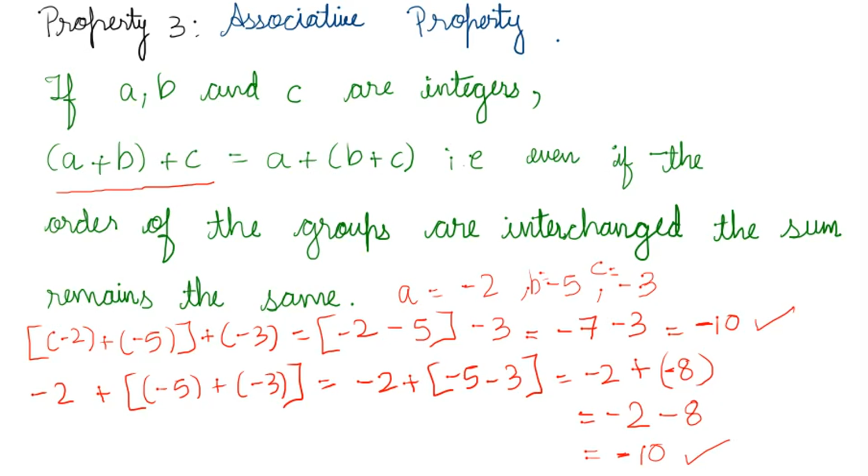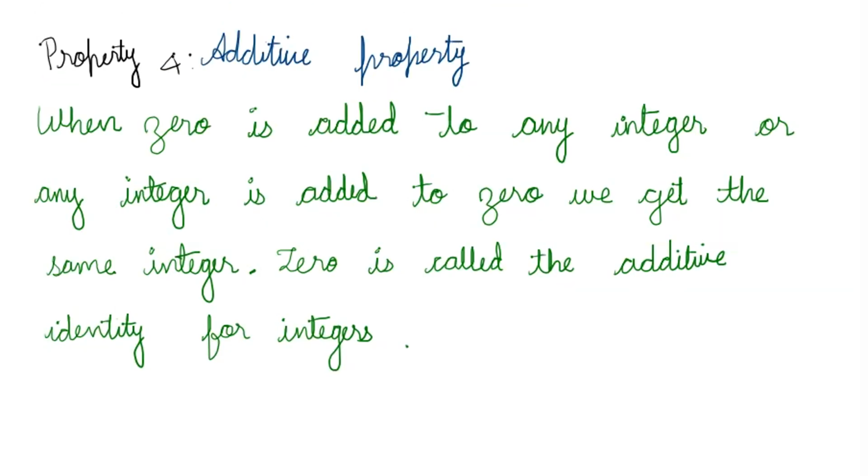Now we'll move on to the fourth property, that is the additive identity property. When 0 is added to any integer, or any integer is added to 0, we get the same integer. Since this property holds good for addition of integers, 0 is called the additive identity for integers.